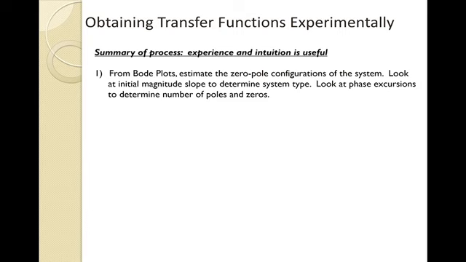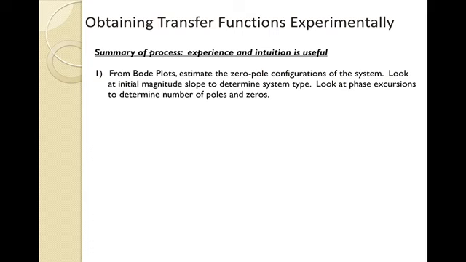So from the Bode plots, let's assume you've obtained these Bode plots from a network analyzer or a spectrum analyzer or something, and then you want to find out the transfer characteristics. You'll start with those Bode plots, and you're going to estimate the zero-pole configurations of the system. You're going to look at the initial magnitude slope to determine the system type, right? If it's a flat slope, that's type 0; minus 20 dB per decade, that's a type 1; minus 40 dB per decade, that's a type 2. So you're going to identify the system type.